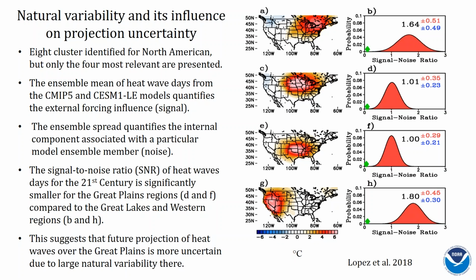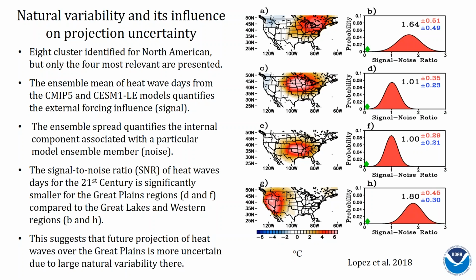So natural variability will be secondary in terms of importance. But what we found for the 2 Great Plains clusters is that natural variability, even under the most pessimistic climate change scenario, the RCP 8.5 scenario, will be dominant well into the 21st century. And these are the 2 regions where we found the very extreme heat waves lately.